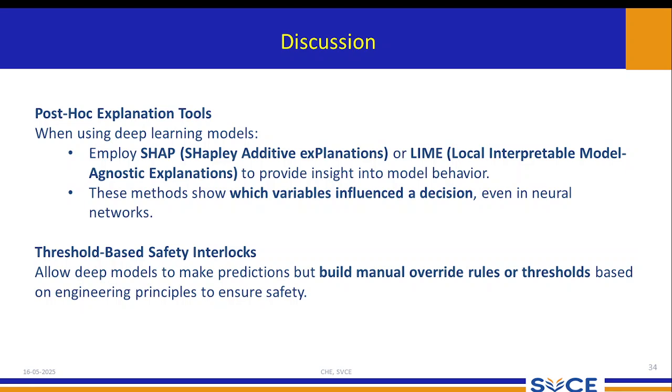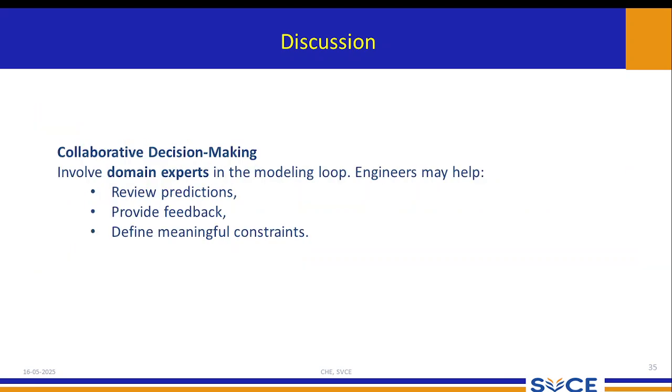Even for myself, when I take some data from ChatGPT, I put my brain to work. That's why our human brain is more powerful than any other system, even an advanced system, because these systems work on how our brain works, right? That's why it's called a neural network. How the neuron works, the neural network also works on the same connectivity. So you need to understand that manual override rules or thresholds based on engineering principles are very important to ensure safety.